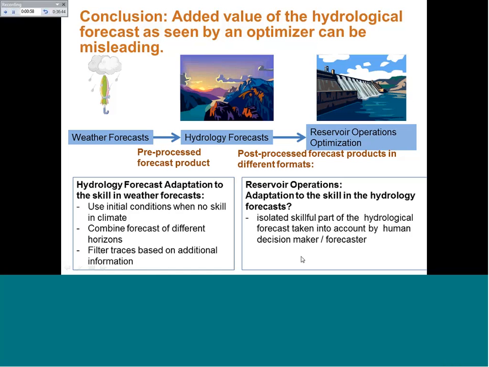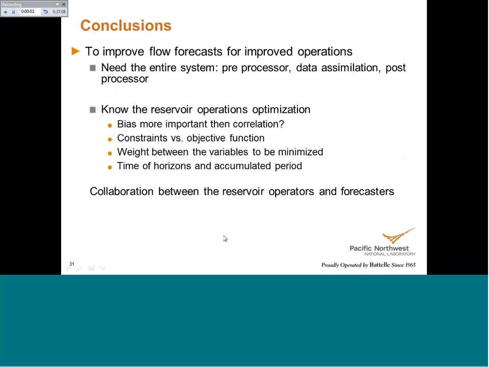In terms of reservoir operations, we've been providing time series. The isolated, skillful part of the hydrological forecast seems to be taken into account by the human decision maker, but not as much as we would like by the optimizer. And this is the part where I think we need to have research. And that will conclude by then addressing some of the questions from the start.